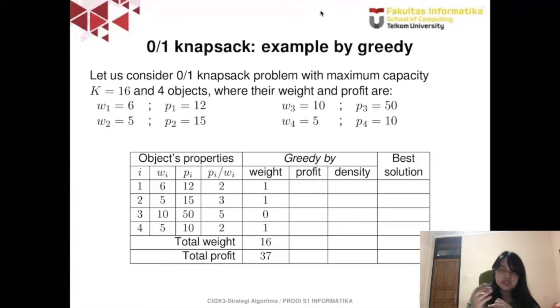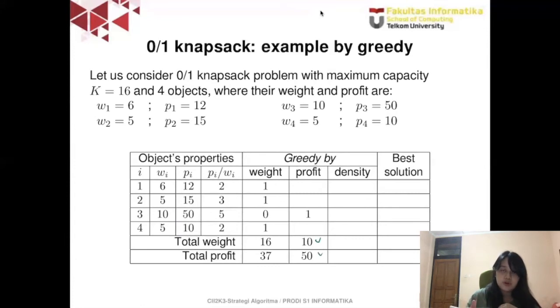And next, greedy by profit. For greedy by profit, I don't want to lose items with the largest profit, so I want to take them first. So here, this is the largest profit we have. Of course, that is the one that we choose first, such that we have the total weight of 10 and the total profit of 50.